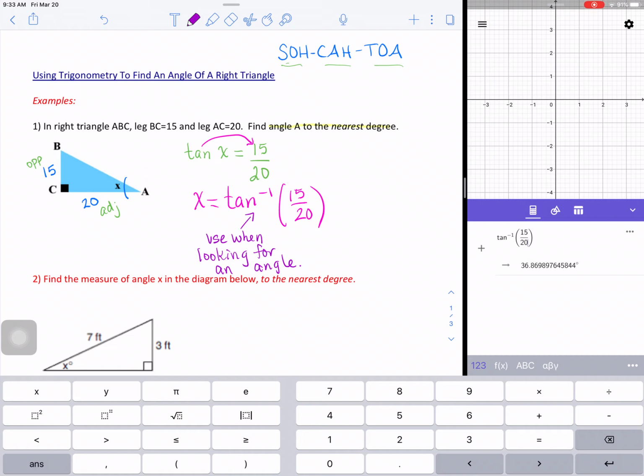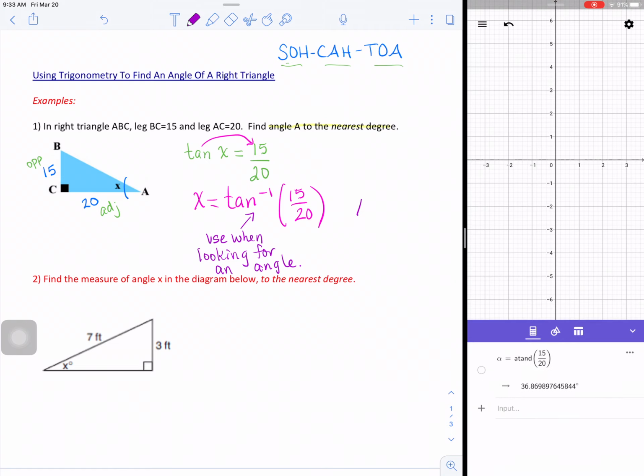And so it gives me 36.869897 and so on degrees. We want that to the nearest degree. So we come up with angle A is approximately 36.86, which to the nearest degree rounds to, I know you know this, 37 degrees.